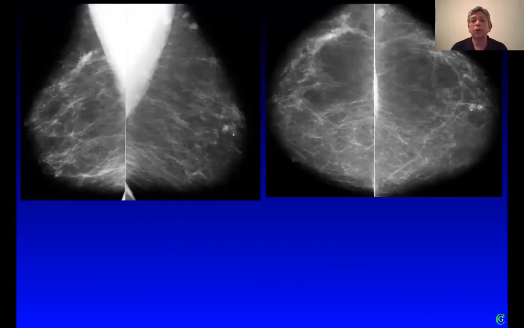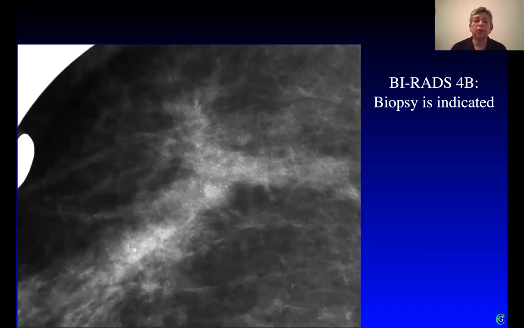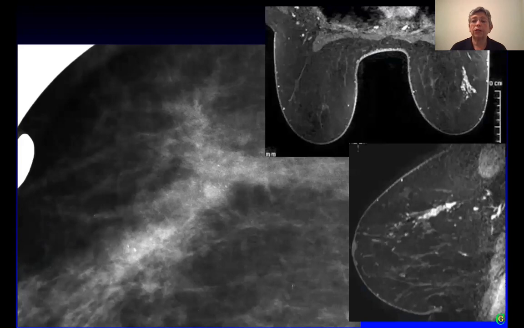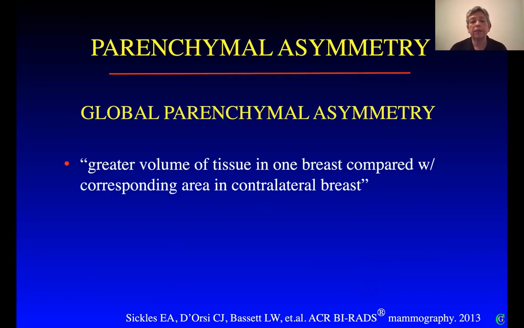Likewise, in this patient, you have focal parenchymal asymmetry in the upper outer aspect of the right breast. When you do spot compression views, you can see that there are associated calcifications. This is actually a BI-RADS 4B lesion, and a biopsy is indicated. Here's the patient's MRI showing non-mass-like enhancement that is segmentally distributed, and this is, in fact, a patient with ductal carcinoma in situ.